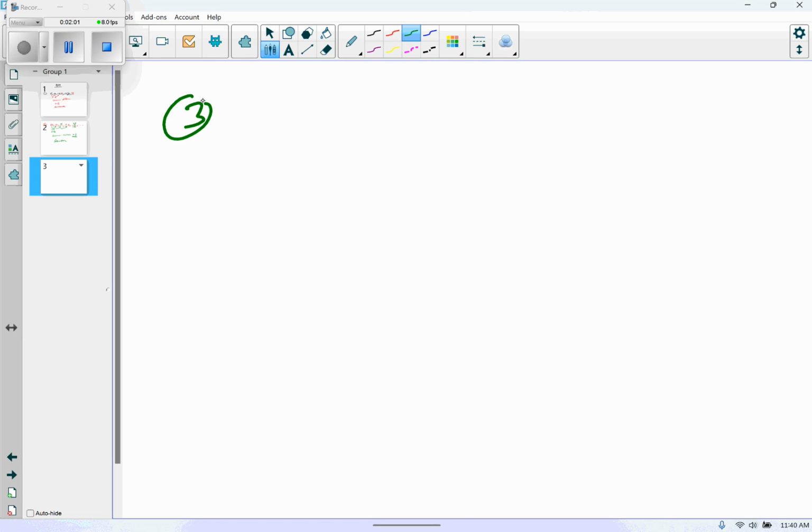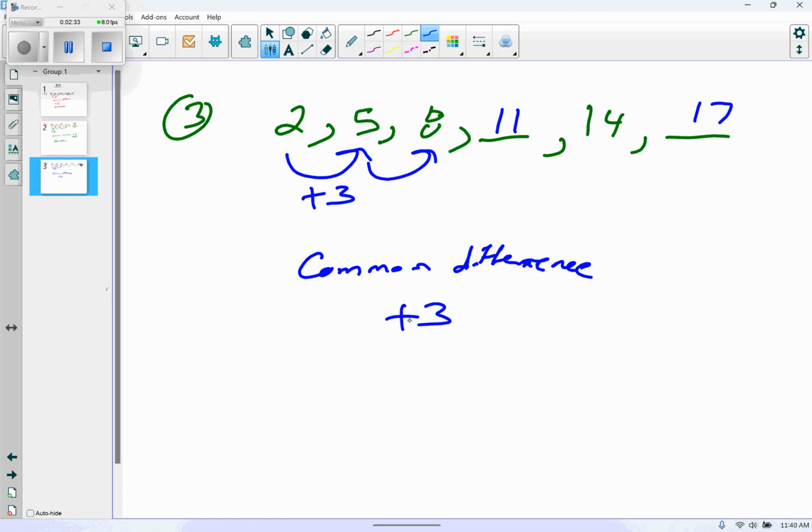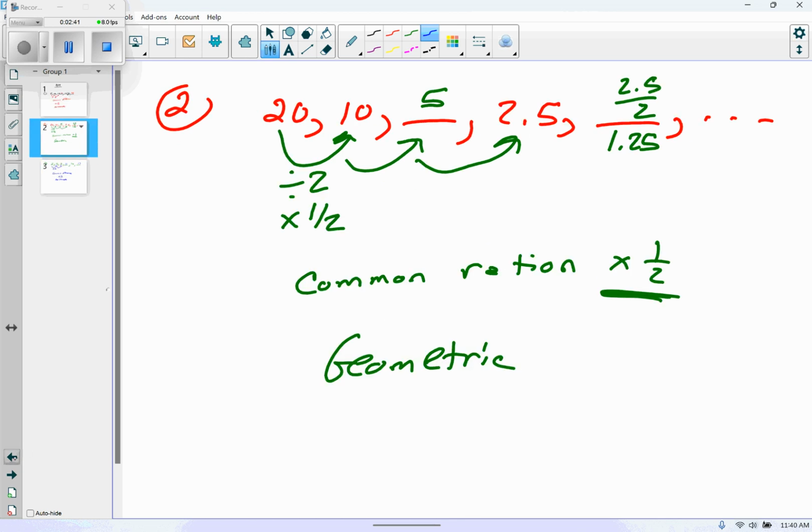Number 3, it goes from top right, 2, 5, 8, blank, 14, and blank. So what are we doing for each term? Yeah, it looks like we're adding 3 each time. So this would be 11, this would be 17. Okay. Do we have a common ratio or a common difference? Well, we have a common difference because we're adding. What is our common difference? We're adding 3 to the previous term. Being that we're adding 3, it has to be arithmetic. Just making sure I had those all right.